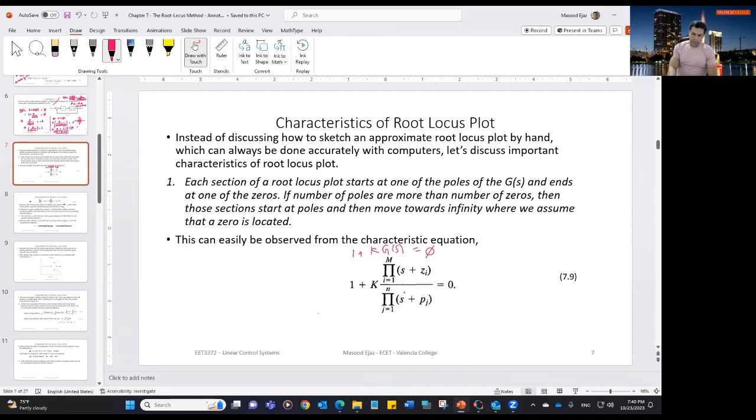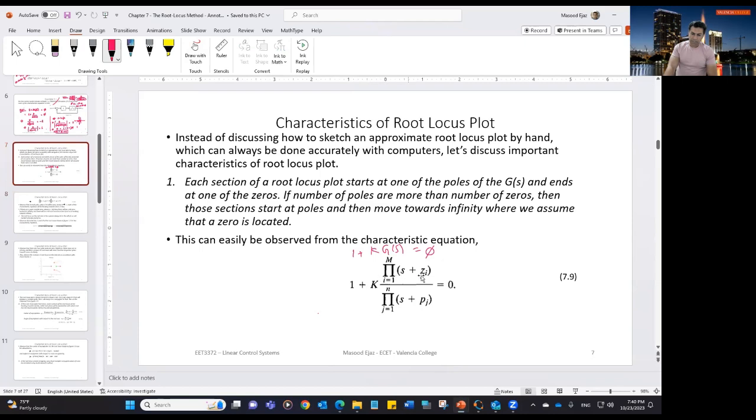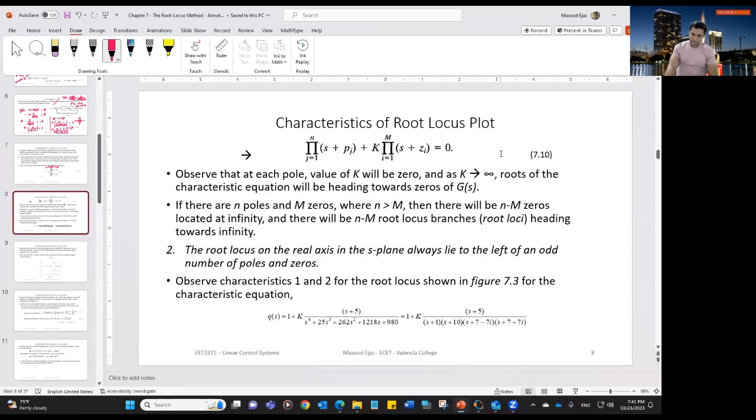Now, if you look at this, then go to the next slide. You can write that down as the product of (s plus pj) times 1 plus k times the product of (s plus zi) divided by the product of (s plus pj) is equal to 0, and this simplifies when you cross multiply. So you have the product of (s plus pj), this is a product sign, remember, plus k times the product of (s plus zi) is equal to 0. That's what you see here.